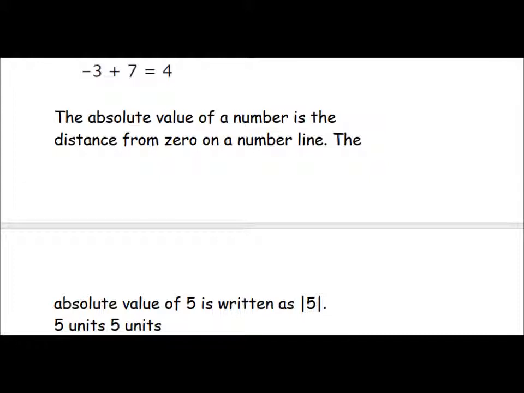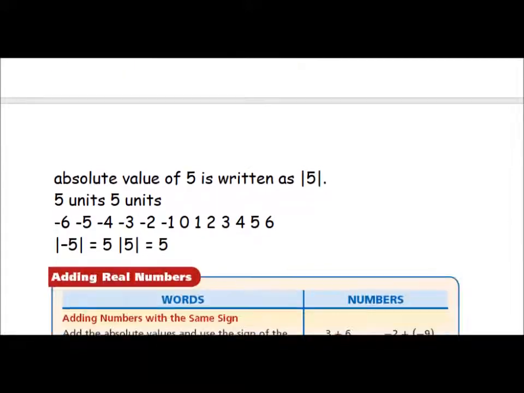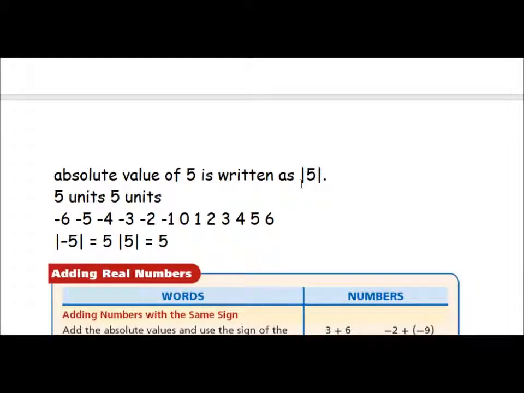The absolute value of a number is the distance from 0 on a number line. The absolute value of 5 is written as modulus of 5.